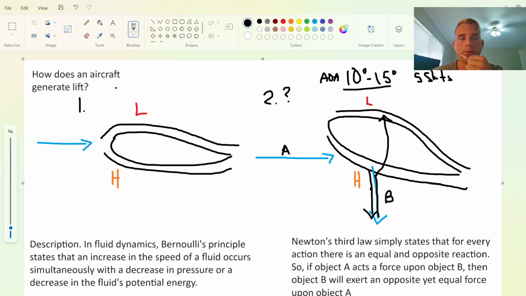Okay, so a lot of people will just stop here with this explanation. They'll just say, how does an aircraft generate lift? Oh, high and low pressure systems on the airfoil generate lift. That's partly correct, but we have to combine these two theories together. So here's your answer. Student, how does an aircraft generate lift?